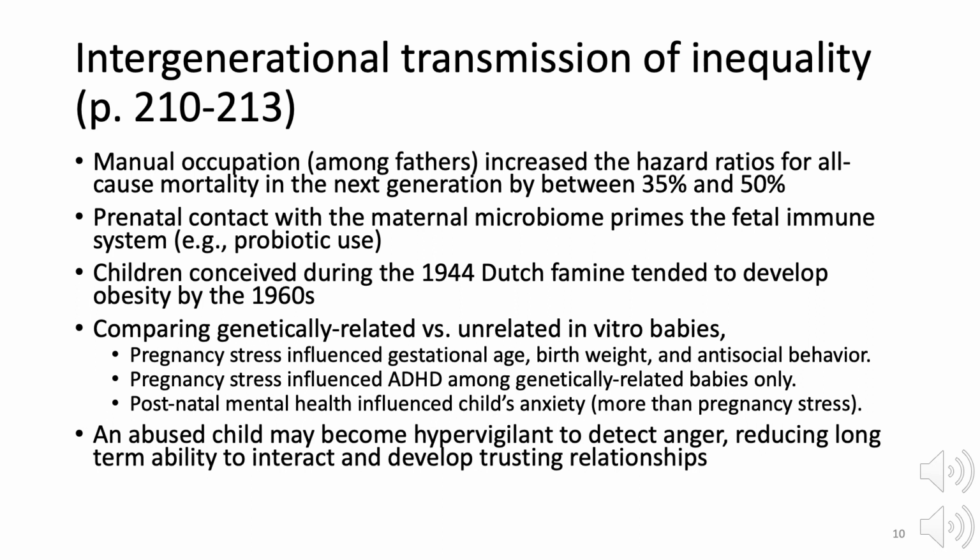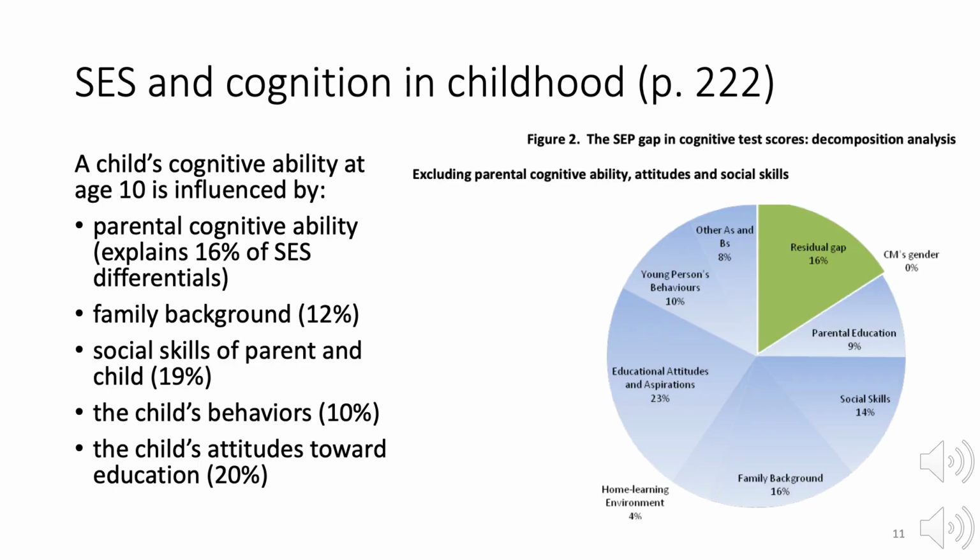Hypervigilance and the ability to develop trusting relationships are important mediators between experiences of abuse and subsequent health outcomes. Now let's apply all that we learned to socioeconomic status and cognitive abilities. Let's say we come across two children who are struggling academically. What would you say is the issue at hand?